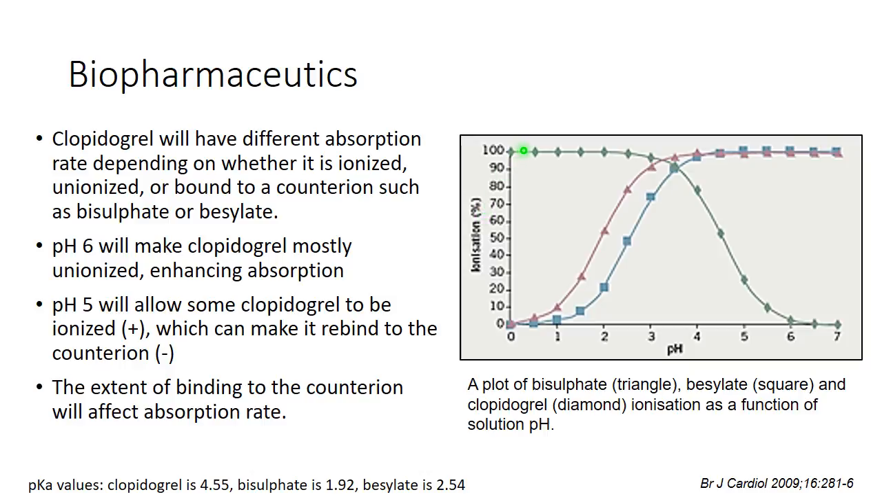So we're at 100% ionization at the lower pHs, and that would mean to me that if an acidic pH makes it ionized, it's most likely a weak base, right? Because weak bases, the amines, generally receive an extra proton and are ionized at low pH. So the conjugate ion should be a salt of an acid, for example, bisulfate or besylate.